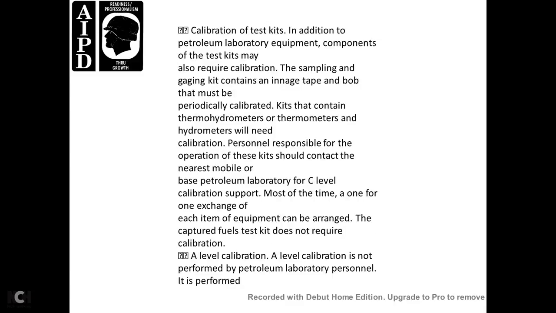In addition to the control and laboratory equipment, components within the test kit may also require calibration. The sample gauge kit contains the thief, the type, and bob. The kit must be periodically calibrated; the contained thermohydrometer, thermometers, and hydrometers will need calibration. Personnel responsible for the operation of these kits should contact the nearest mobile-based petroleum laboratory for C-level calibration support. Most of the time, a one-for-one exchange of each item can be arranged, but the captured fuels test kit does not require calibration.